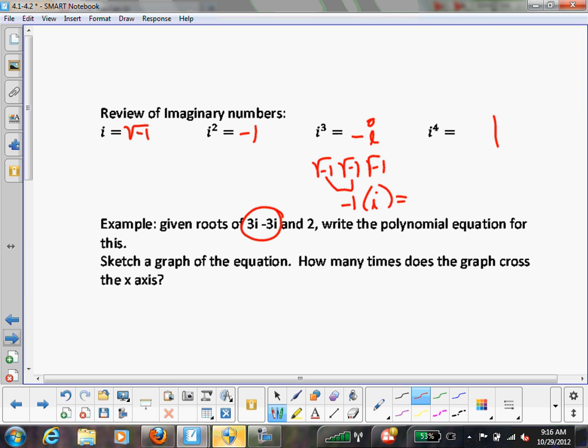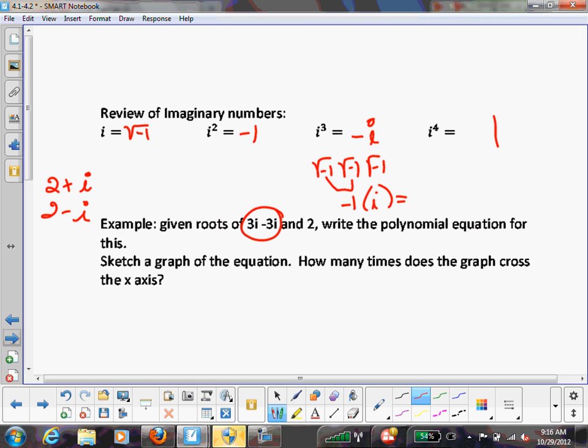You'll see something like this on ACTs and SATs. They'll give you 3i, and they'll ask you what's the other root. You'll need to see that the other root is going to be -3i because they come together as a pair. If I gave you 2 plus i, what would the conjugate be? 2 minus i, because the conjugate changes one sign in between the two terms.